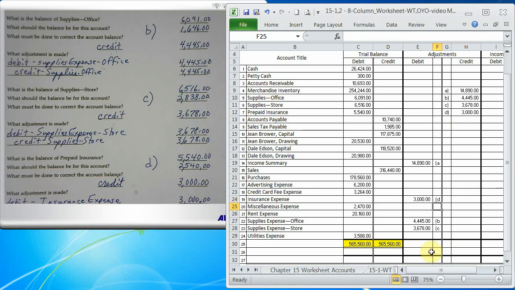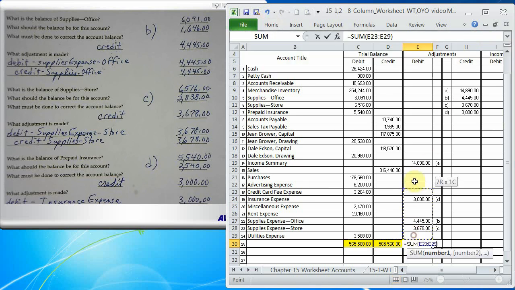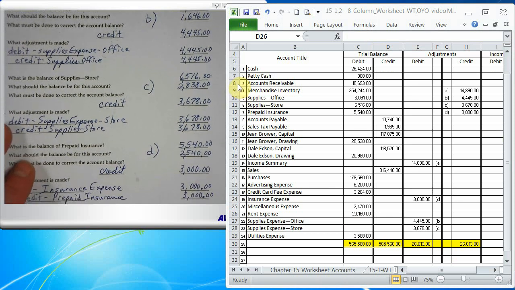Now what we have to do after we've done all of our adjustments is go through and add them up. I can do an easy formula in Excel, a sum all, making sure I get the entire column, and my two numbers balance. So then I am good, and I can now highlight my numbers since they balance. Okay, now we're all done with this part.